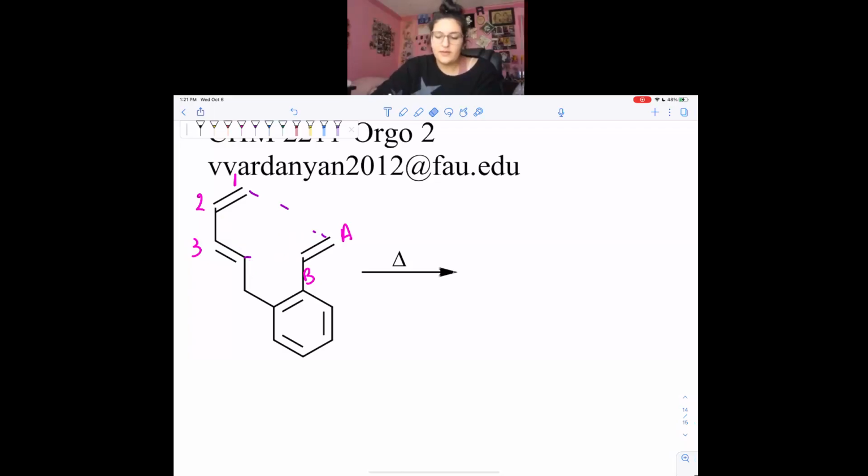The dienophile is this guy on the side, and he's super easy. We just do A and B, right? For the diene, we're going to start at the top, and we're going to number kind of clockwise. So it would be 1, 2, 3, 4. And this is carbon number 4. I know that carbon number 1 is essentially going to make a bond here to A, and carbon number 4 is going to make a bond here to B.